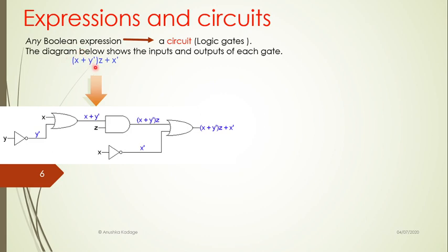Again we will take the same Boolean expression that we have seen in the previous slide, that is x OR y complement ANDed with z OR x complement. So in this particular part, let's check which logic gates are present. So this is one ORing gate. Here is another ORing gate. Next we have this as an ANDing gate, this as a complement, and this also as another complement.